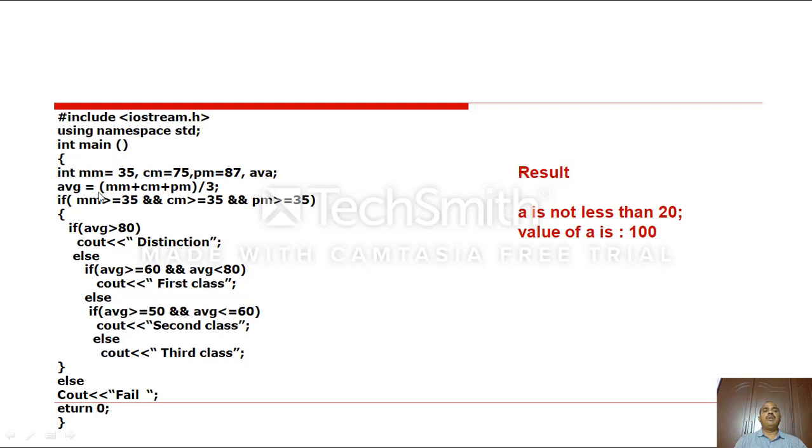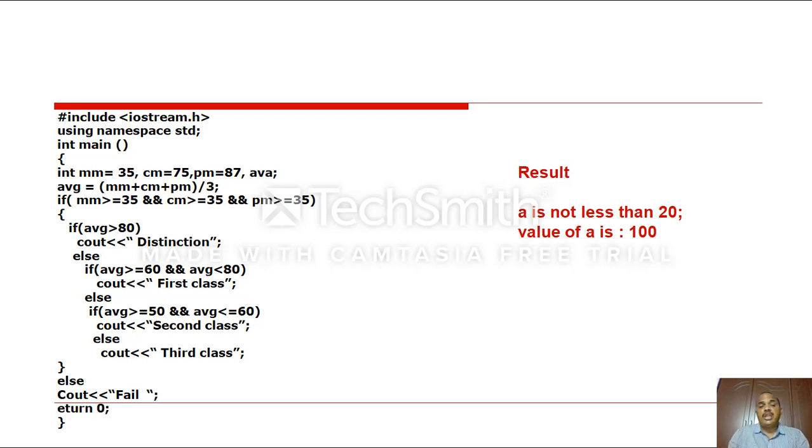Then average equal to, this is also an assignment operator, but it is an expression. First evaluate this expression, then the final single value is assigned into the average variable. Clear, all of you?